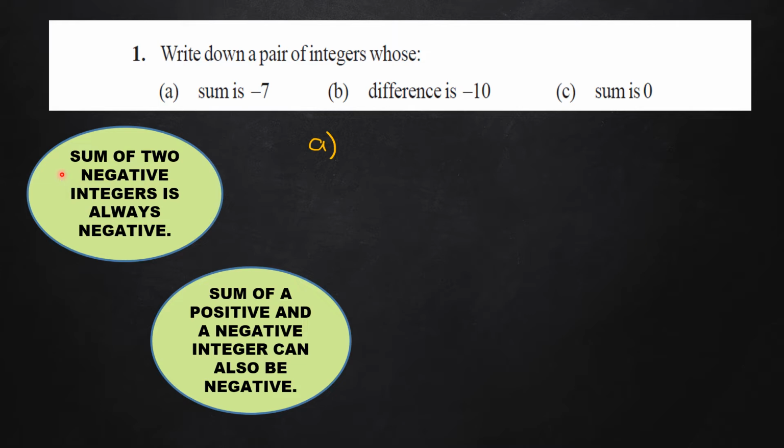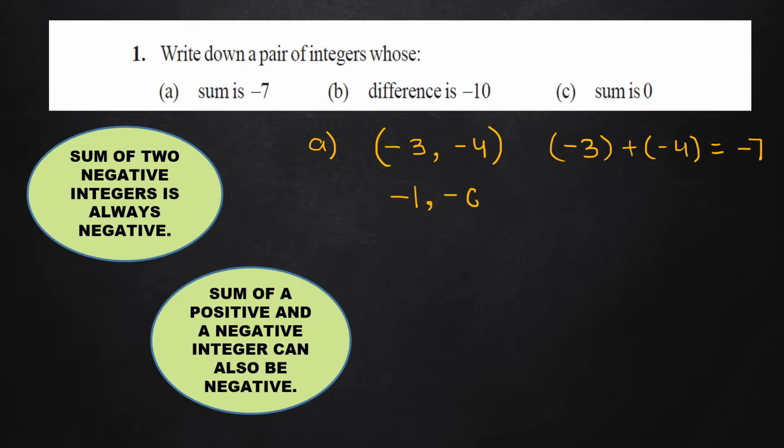So here, we first of all look at the concept. Since we want a negative sum, the sum of two negative integers is always negative. That means we can choose two negative numbers and get the sum minus 7. For example, we can have minus 3 and minus 4. And you all notice that minus 3 plus minus 4 gives us the answer minus 7. Similarly, we can have other answers as well, like minus 1, minus 6. Their sum will also be equal to minus 7.